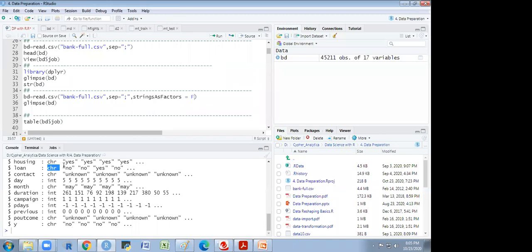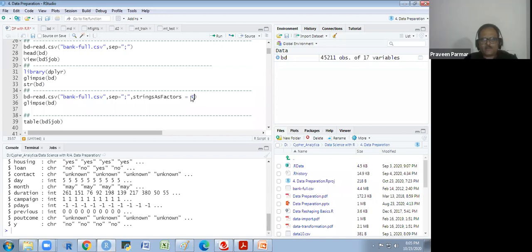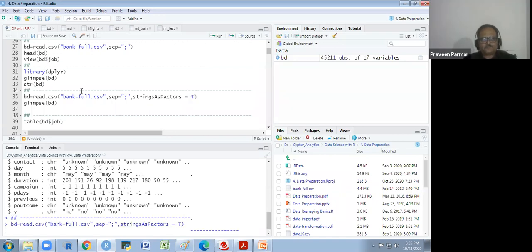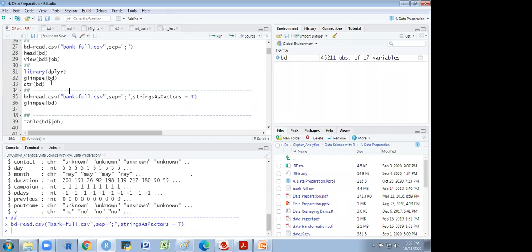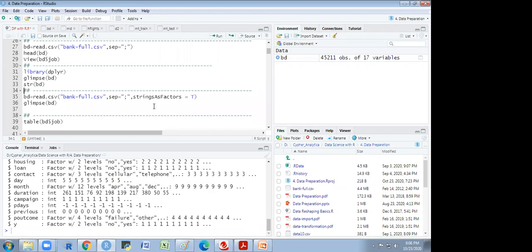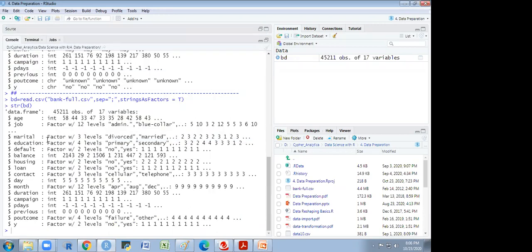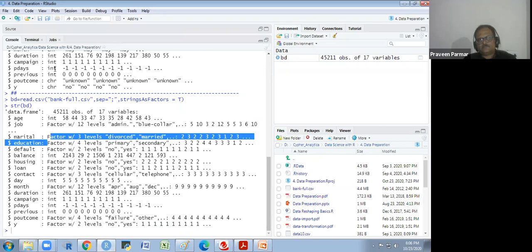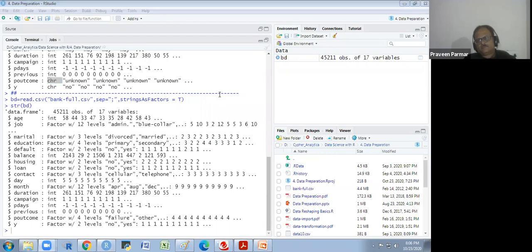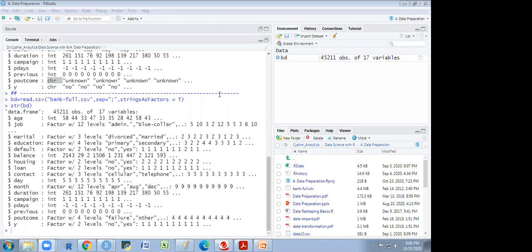Sir, if you put stringsAsFactors is TRUE, it will automatically convert them to factors. Yes, right. I will show you that also. You see now, we are getting this in factor. Here you see it is character. Now it is factor. Getting it? Okay, sir.